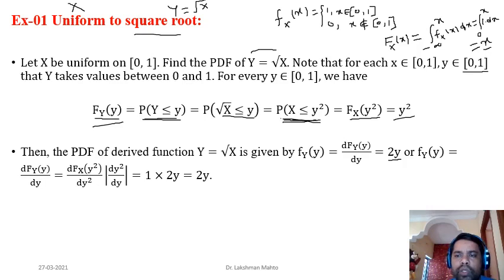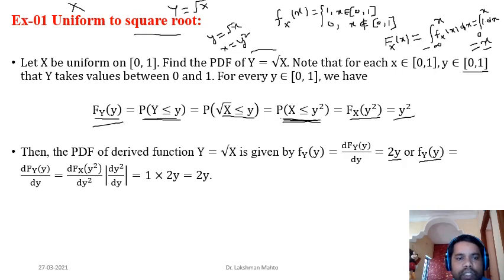So here, in order to find the PDF, we don't need to find the CDF of y. Just by using the CDF of x, we can directly get the PDF of y. How? The story goes this way. Differentiate the CDF of x with respect to x. So what is the relation here? For each x, y is equal to the square root of x, and from here you can simplify, that means x equals y square. This relation we can use here.